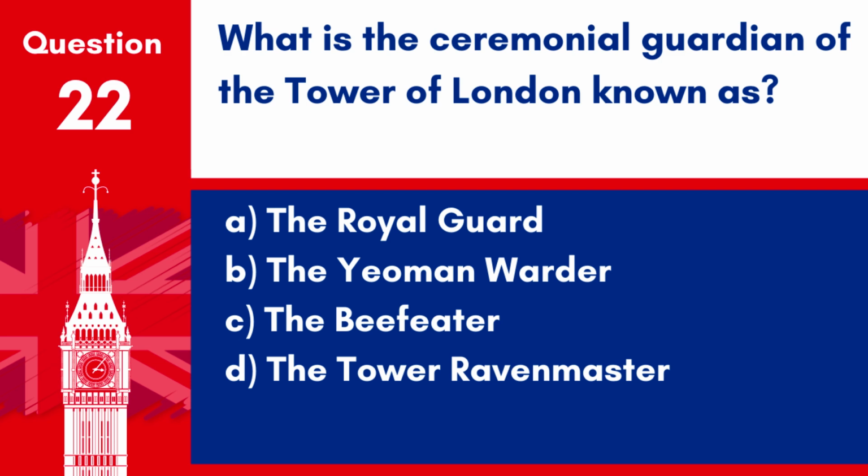Question 22. What is the ceremonial guardian of the Tower of London known as? A. The Royal Guard. B. The Yeoman Warder. C. The Beefeater. D. The Tower Ravenmaster.